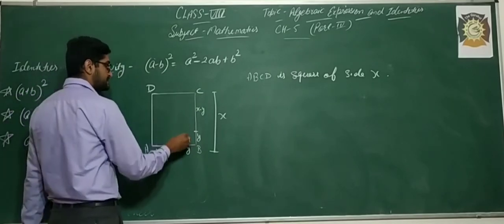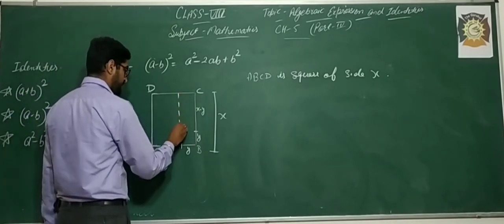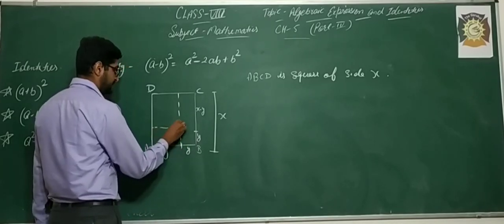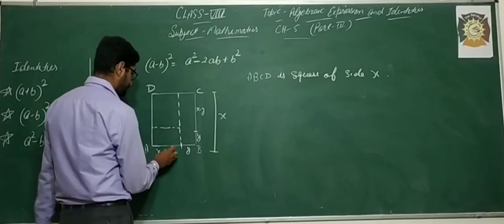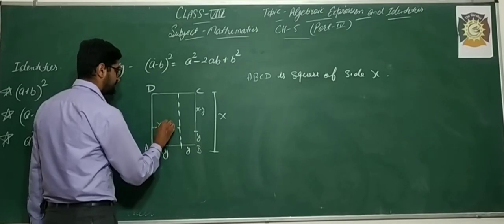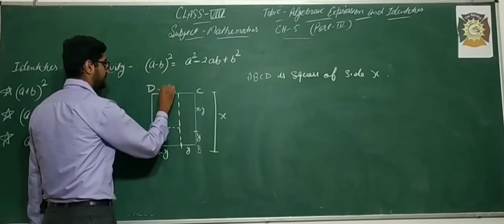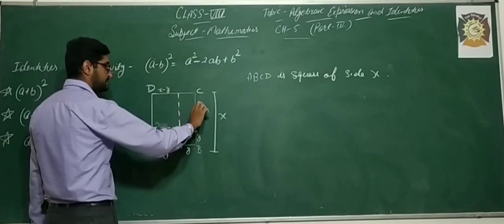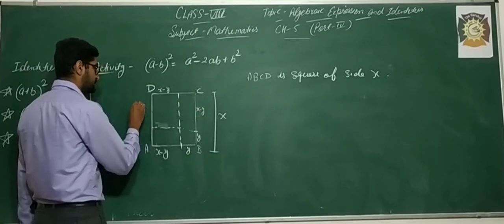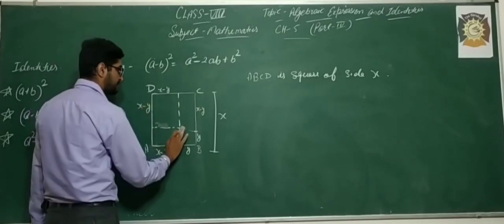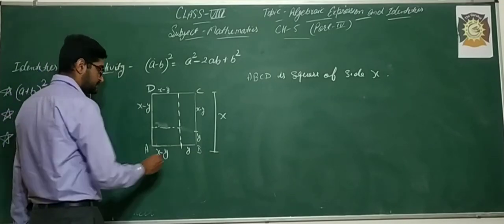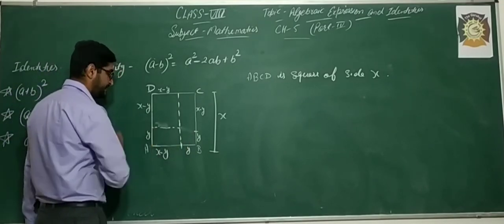And when we join this like this, now you can see this value is x minus y, so this value is also x minus y, as we can write here x minus y. This value is x minus y, so this value is also x minus y. Is it clear? Also this value is y.